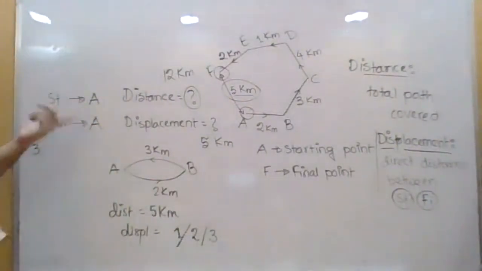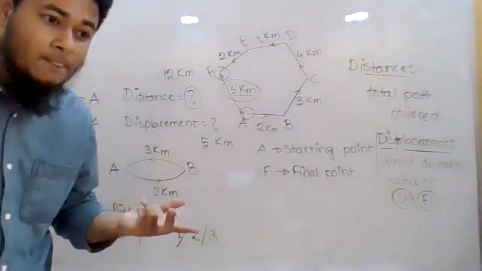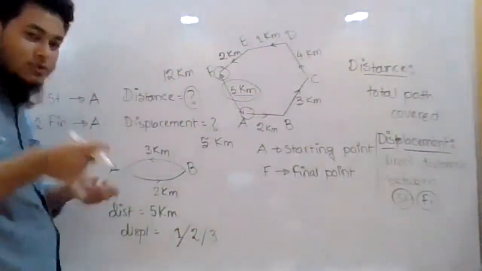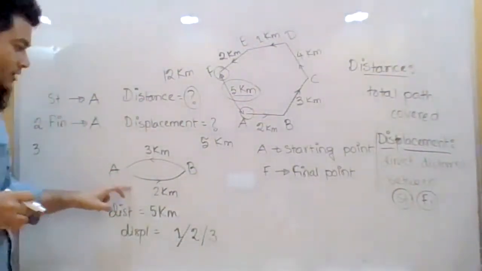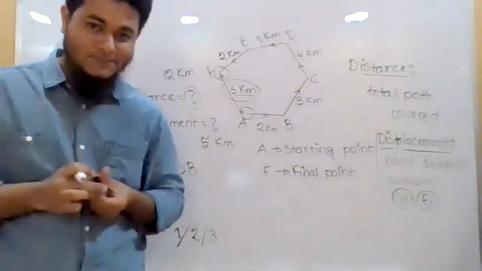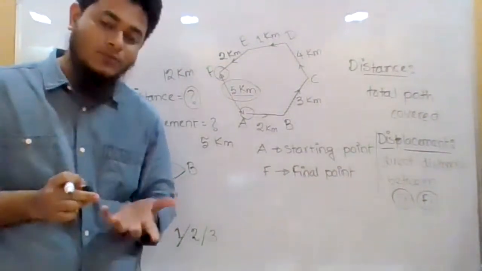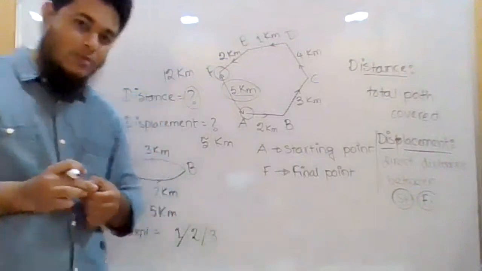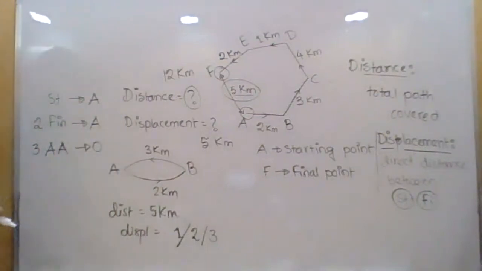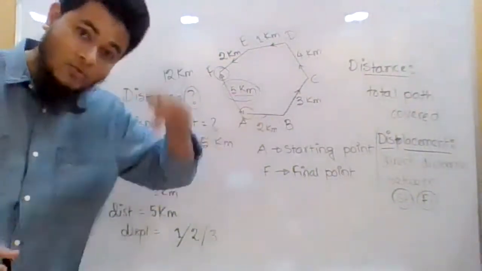So what is the distance between A and A? It is the same point. Zero. What is the distance between the same point? You see, you started from A, you went to B and came back again to A. Zero, because you started from a point and came back to that point only.